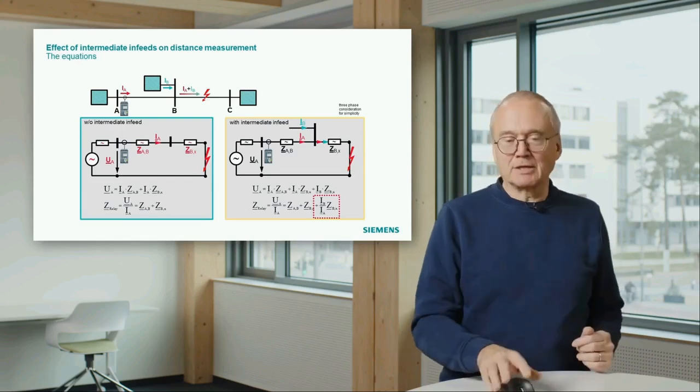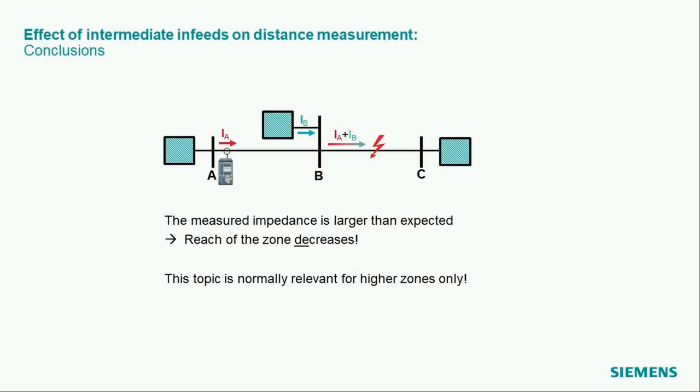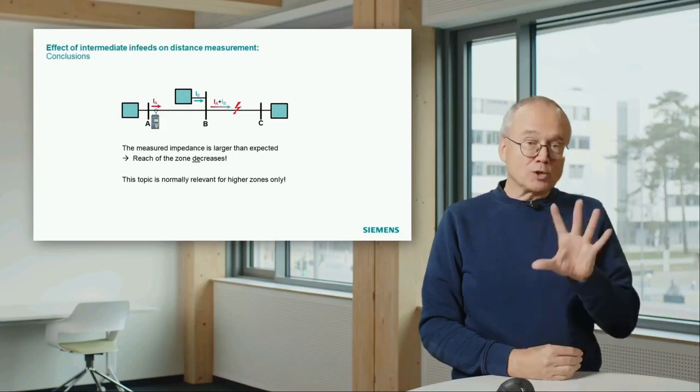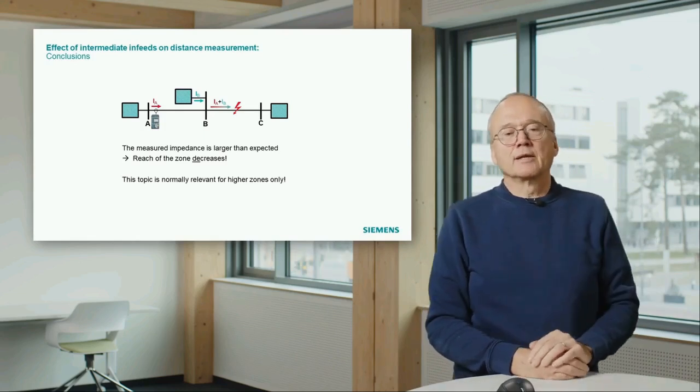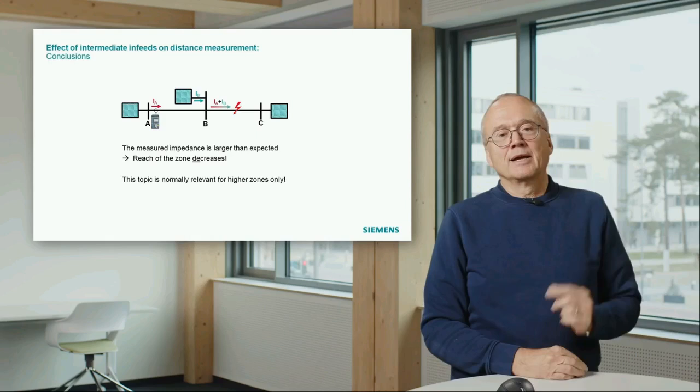Now what does that mean? Imagine you have a setting of zone 2 that looks into your next line as a backup case. Maybe you calculated the setting and found out that you cover maybe 70% of the next line in a backup. That's only relevant for backup, no? Because we are dealing with the next line.